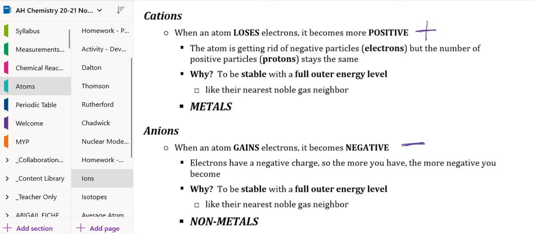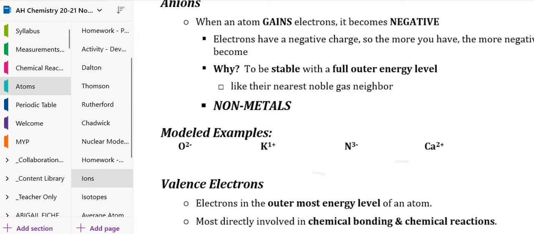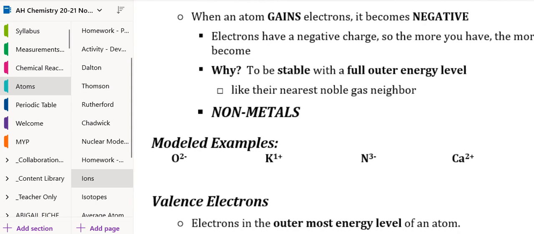And why would an atom form an anion? To be stable, like its nearest noble gas neighbor. And the type of elements that form anions are nonmetals. So we are going to look at some examples. For these examples, we're going to describe whether the particle gains or loses electrons and how many. We're going to describe it as an anion or cation, and as a metal or nonmetal.